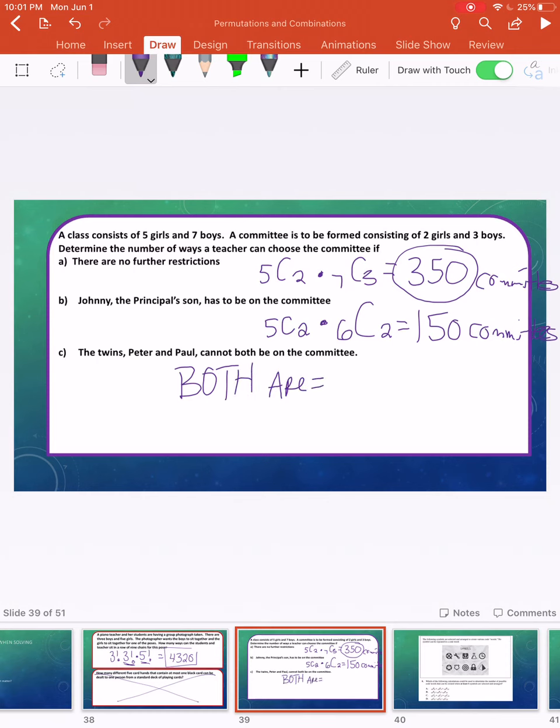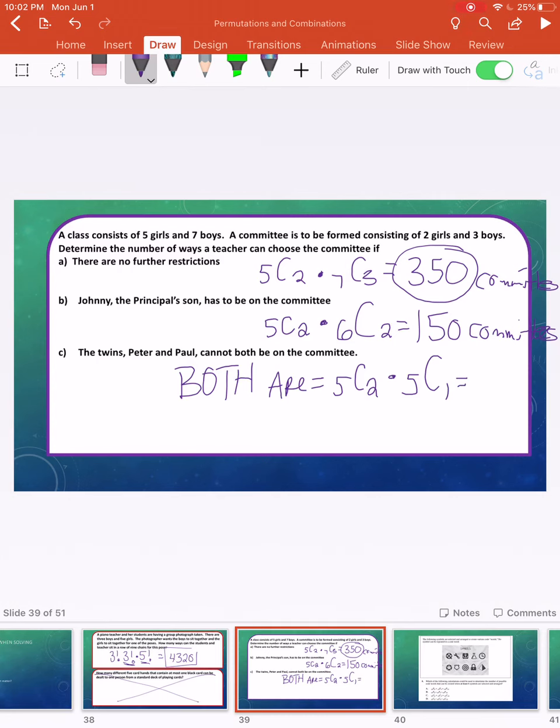And then subtract from the total. So it wouldn't affect the girls. I still have 5 choose 2. But if Peter and Paul were both on the committee, out of 7 boys, now I'd be selecting 5 boy positions because they are already selected. So I'm only selecting out of 5 boys. And because they are both on the committee, there's only 1 seat that I'm selecting now, sorry.